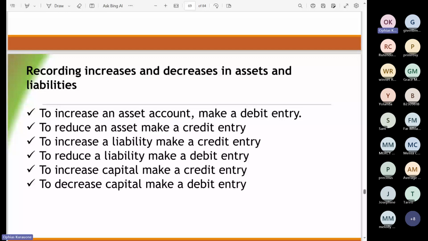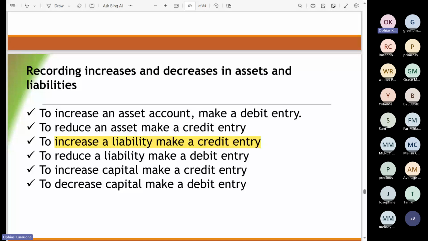To increase a liability, make a credit entry. For a liability, you make a credit entry because it's the opposite. We are saying assets equal liabilities plus capital. So when assets are increased, you make a debit entry, but when a liability is increased, you make a credit entry. To reduce a liability, make a debit entry. It's clear. To increase capital, make a credit entry.